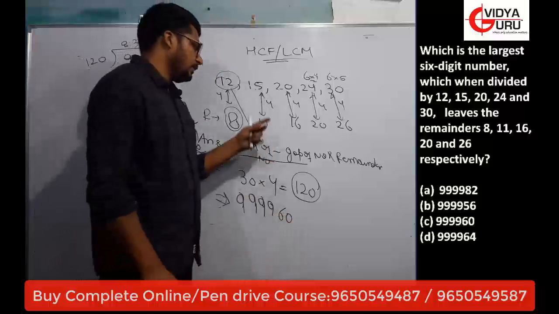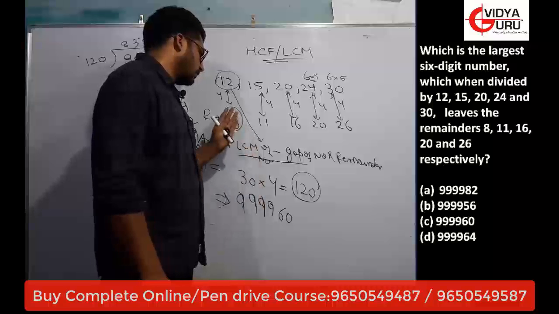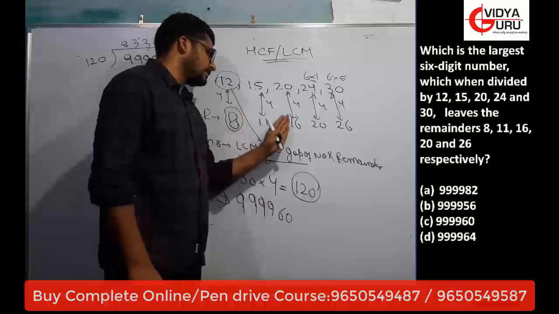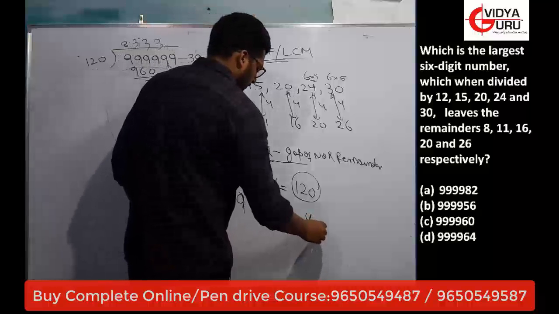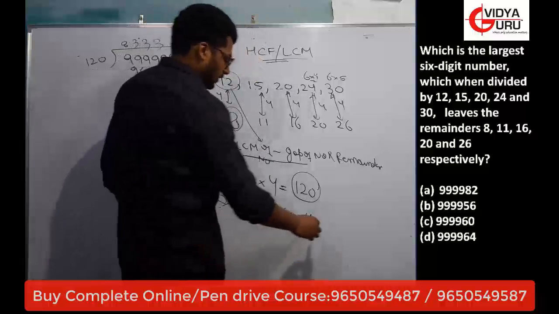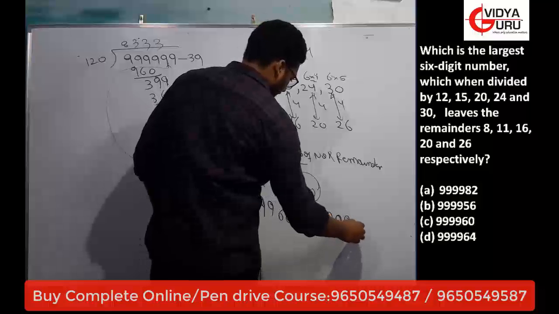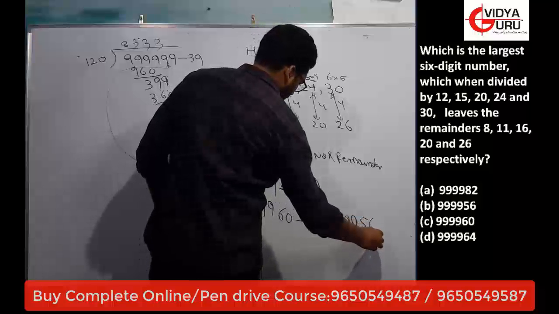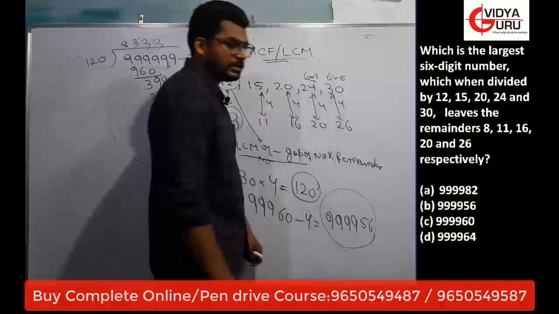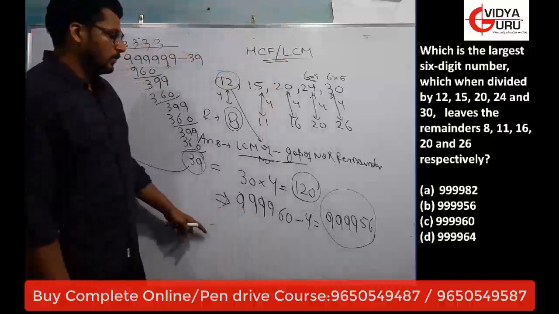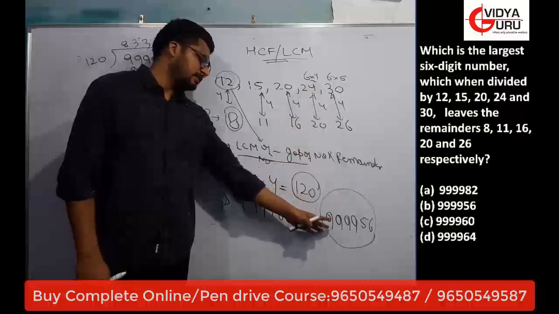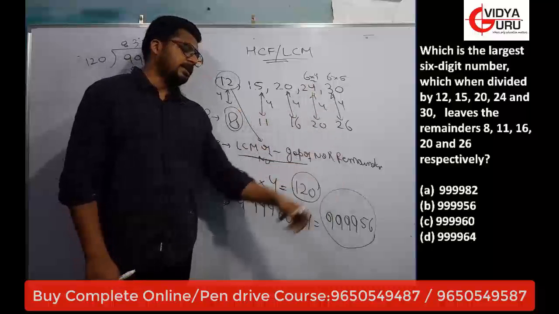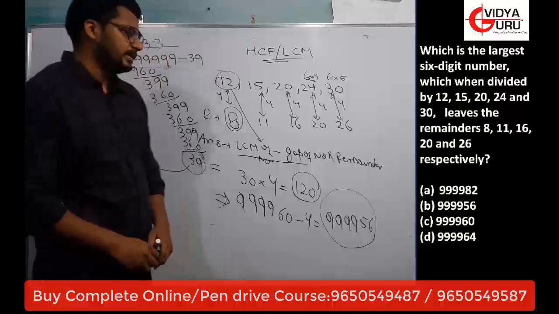And I need to make such a number so it leaves remainders 8, 11, 16, 20 and 26. So I will subtract 4 from this. So what will be the answer? 999956. So this is that 6 digit number which on dividing by 12, 15, 20, 24 and 30 leaves remainder 8, 11, 16, 20 and 26 in each case respectively.